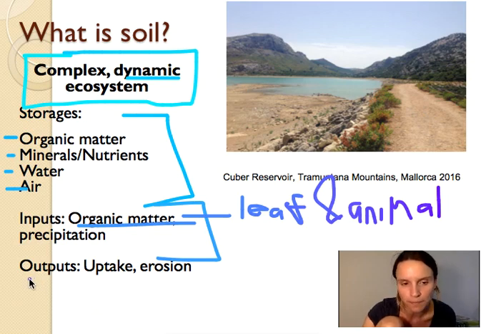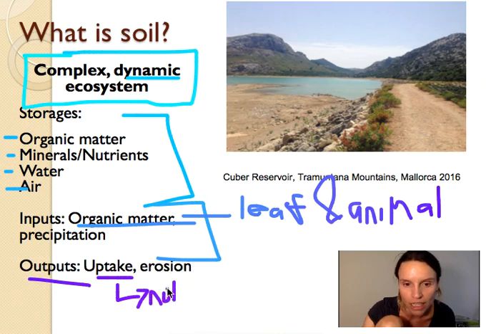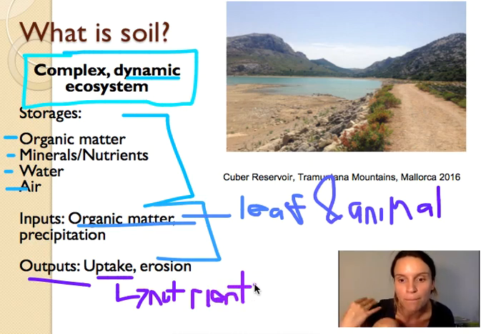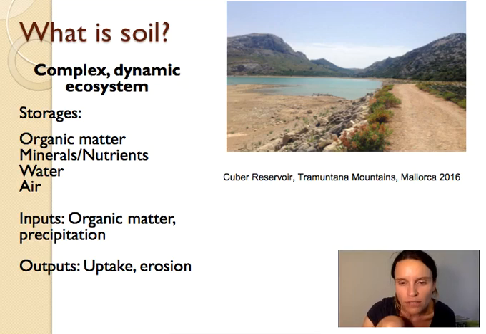The outputs from a soil profile are uptake of nutrients by plants, and this is the beginning of any food chain, when plants can take nutrients like nitrogen up into their body structures and use them to provide nutrition to other organisms. And soil minerals are washed away or blown away through the process of erosion. So that's sort of the basics on how soil acts as a system.